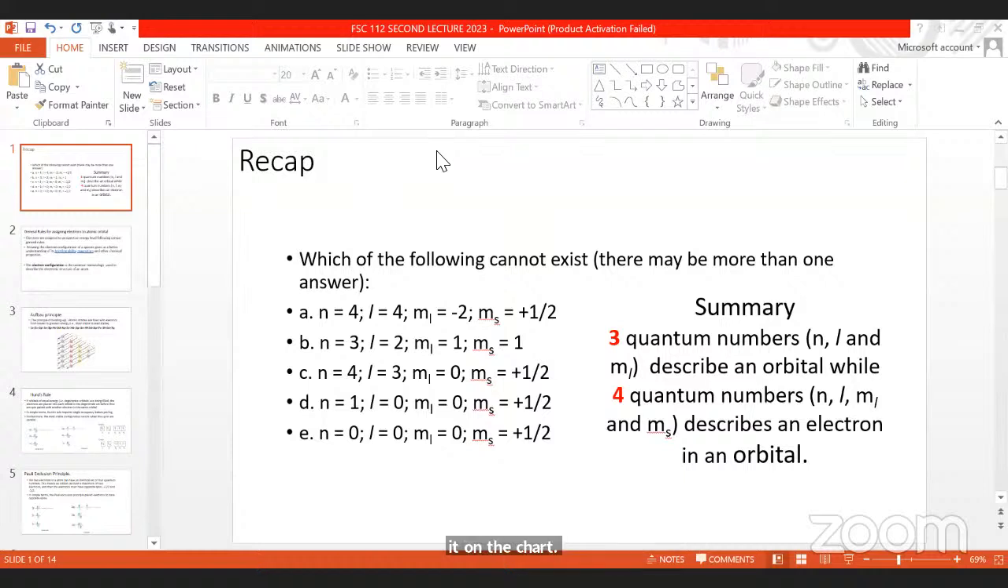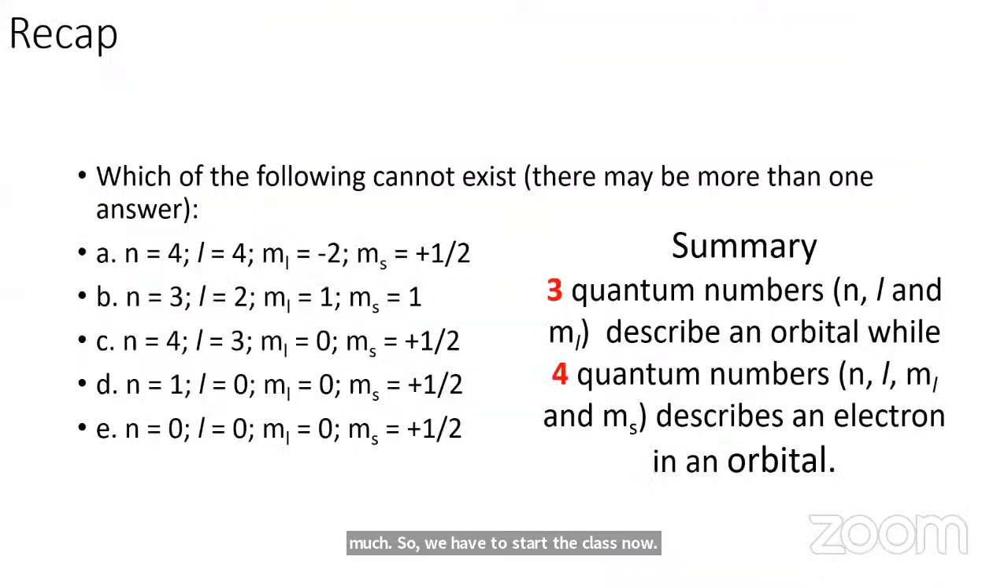So we have to start the class now. I've already shared my screen, and as you can see, we are starting with a recap of our class on Monday. The recap is going to take the question and answer format. I have some questions here, and I believe by the time we finish answering all the questions from A to E, we should be able to understand better what we said last class about using quantum numbers to describe an electron in an orbital.